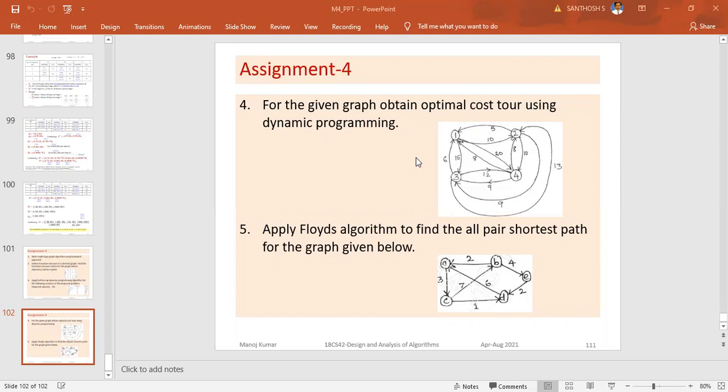So in tomorrow's class, we shall go with module 5. Okay. So this is up to module 4.